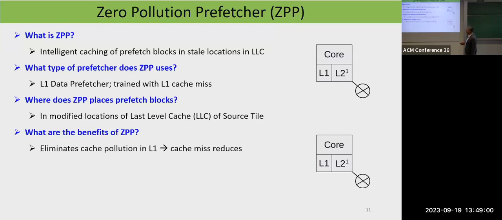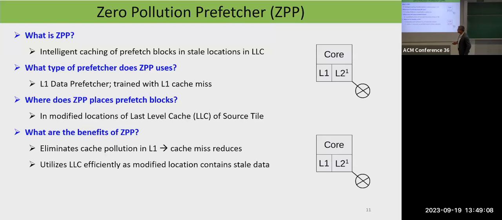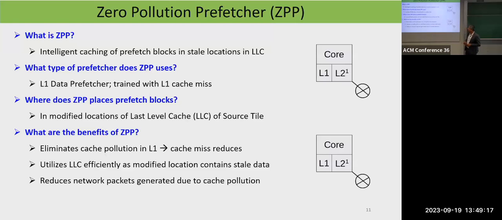So what are the benefits? It eliminates cache pollution. I'm not going to replace anyone. So I'm not going to have any kind of pollution that will cause further cache misses. It utilizes the last level cache efficiently, as the modified location contains stale data. Why do you keep it? Can I make use of it? So essentially it reduces network packets generated due to cache pollution.